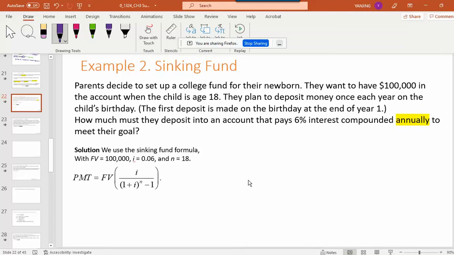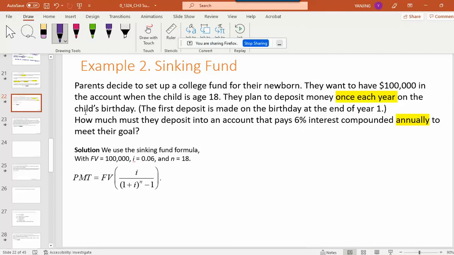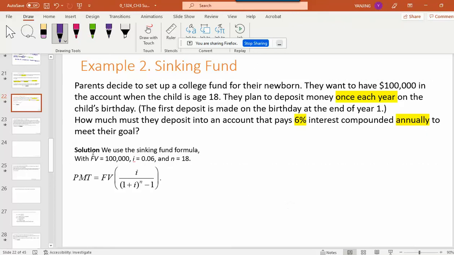All right. So look at this one right here. Parents decide to set up a college fund for their newborn, and they want to have 100,000 in the account when the child reaches age 18. They plan to deposit money once each year, on the child's birthday. The first deposit is made on the birthday at the end of year one. So this is an ordinary annuity. How much must they deposit into the account paying 6% interest compounded annually to meet their goal?